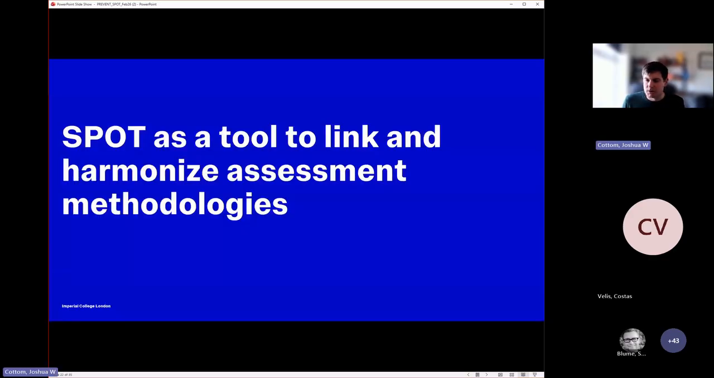Okay, so I'm just going to take a step back a bit here and focus back to what we talked about in the first session, if people were around for that one, where we gave an overview of the different plastic pollution assessment methodologies. So I'm going to talk about how SPOT might be able to be used as a tool to try to harmonize these different methodologies together.